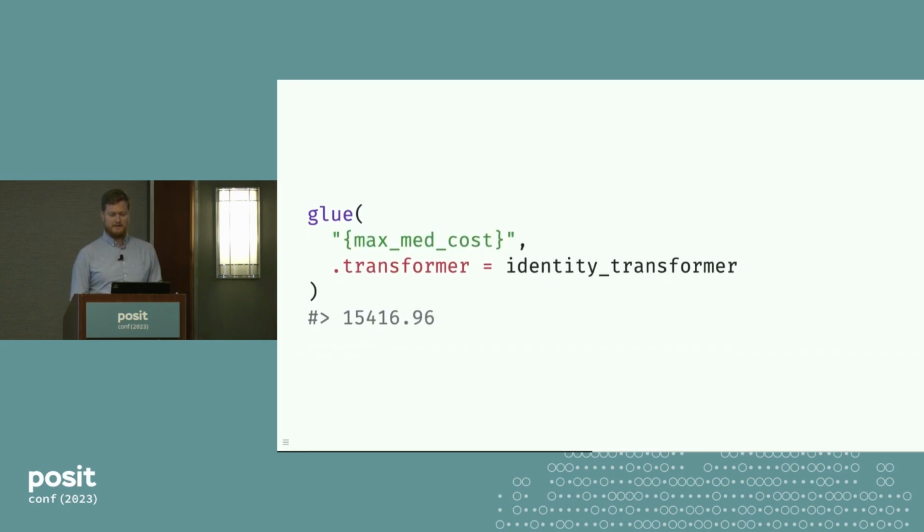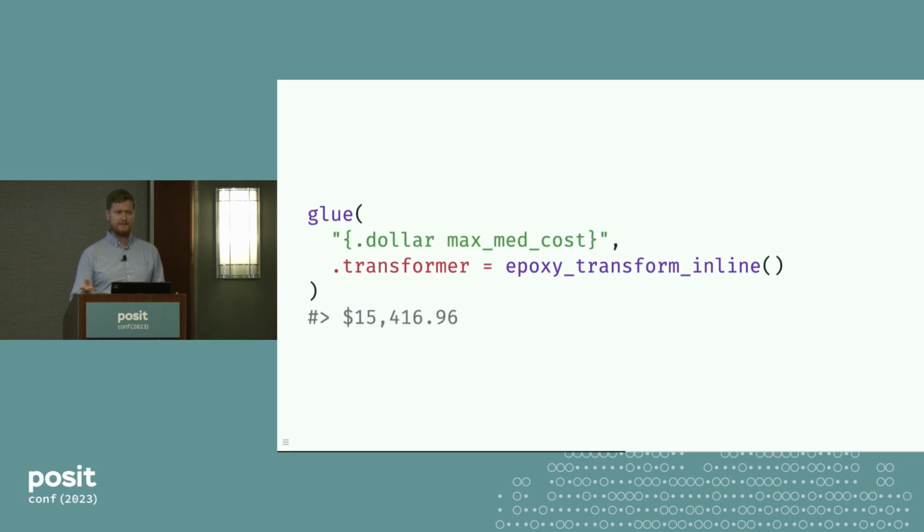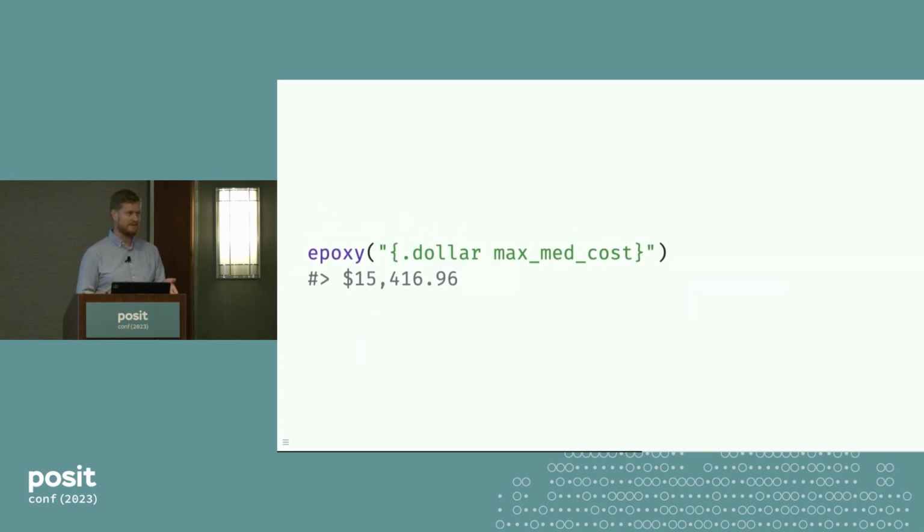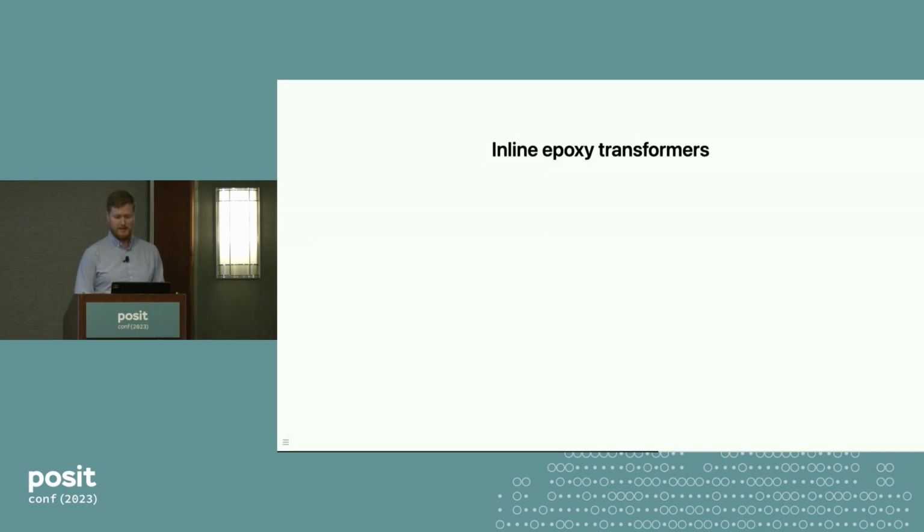transformer argument. So normally, the identity transformer is the normal thing that glue does, and it basically says, find this variable and replace it with its value. Epoxy steps in here and uses the transformer argument to provide its own logic for what should happen when we see these embraced expressions. And that lets us do things like use the $, syntax, and now we have a number formatted like $. And of course, this is a lot of stuff that you don't want to type every time you use Epoxy. So Epoxy wraps it all up into one function called Epoxy. And this also then powers the chunk, the Epoxy chunk.